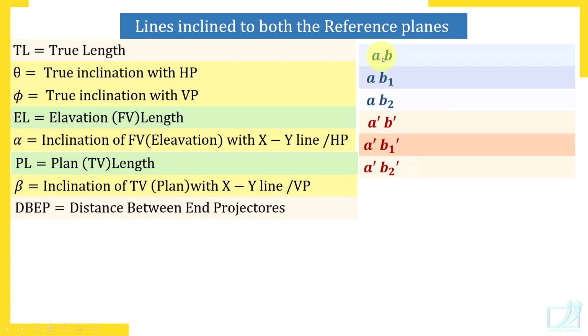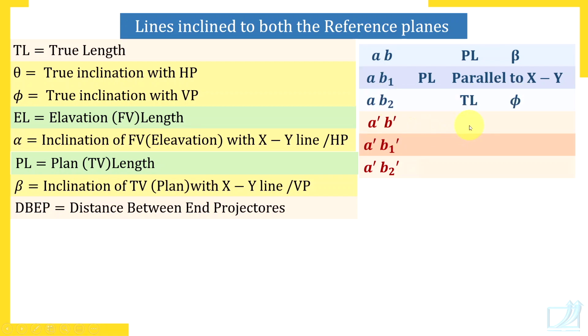Now what about the length and inclination? So AB is top view, so top view has length PL and inclination beta. AB1 is horizontal top view, that has length PL and it is parallel to XY line. AB2 is true length top view. It has true length and true inclination with VP because it is top view. Top view gives details with VP.